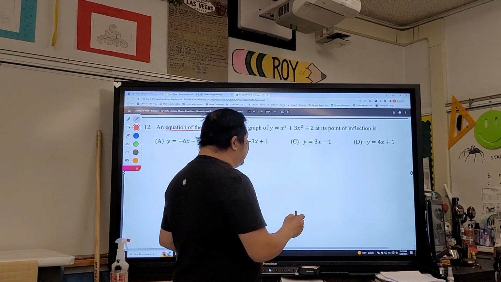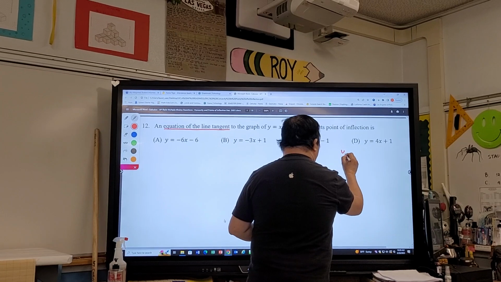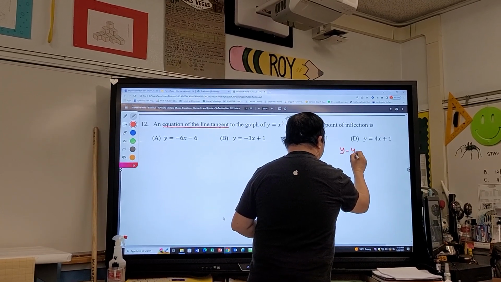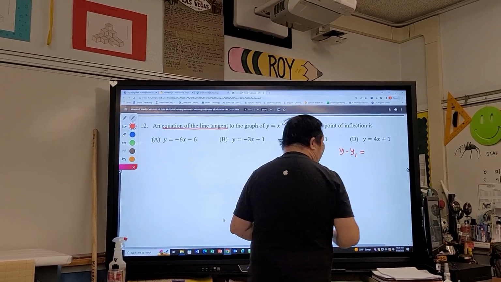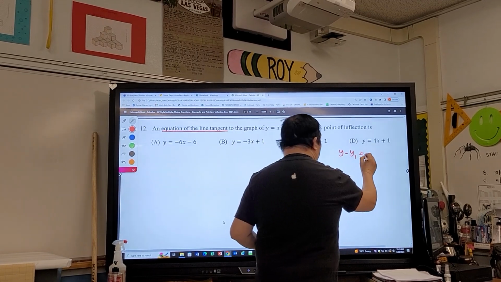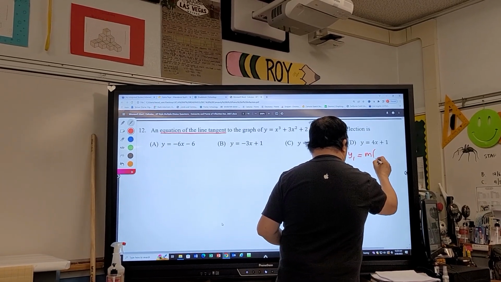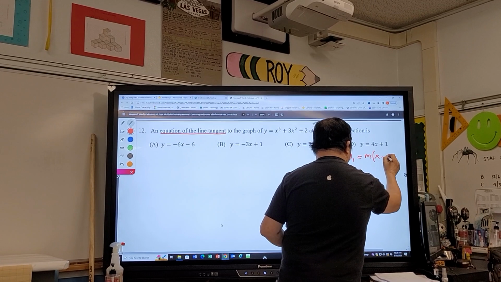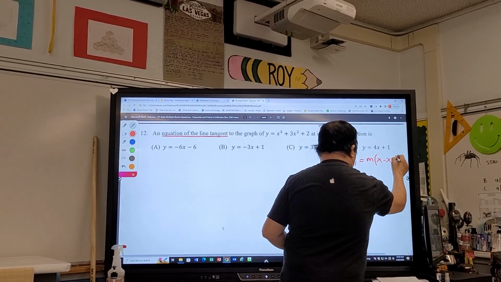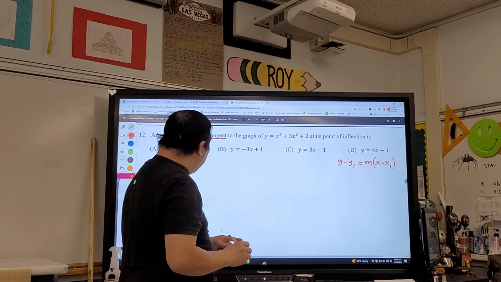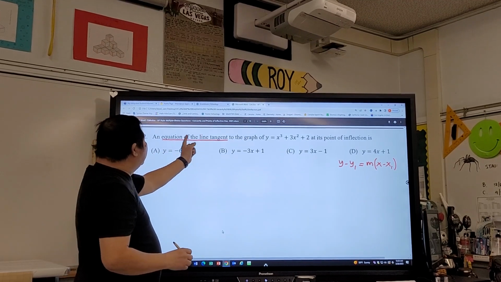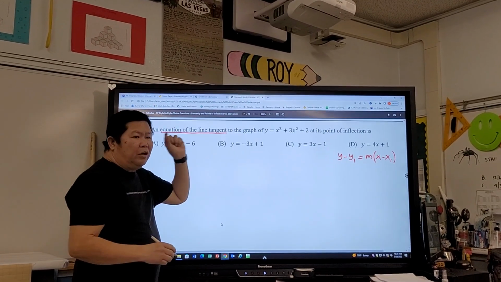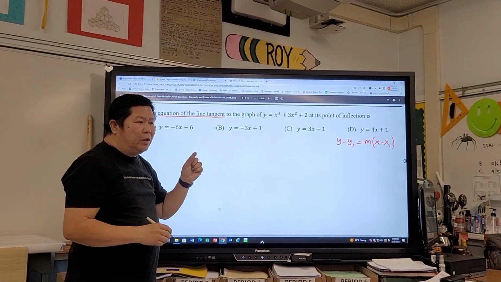Okay, let's do it all together. y minus y1, say it loud, equals m times x minus x1, or x of 1. Okay, so every time you encounter a line tangent, the equation of the line tangent always has point slope form.